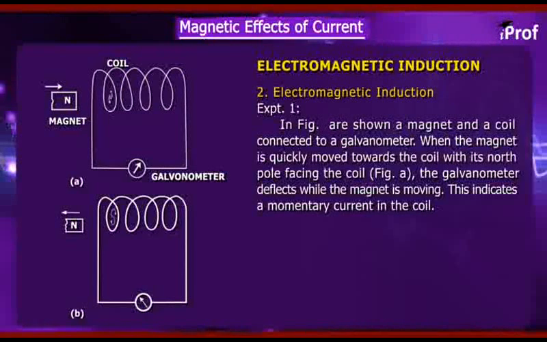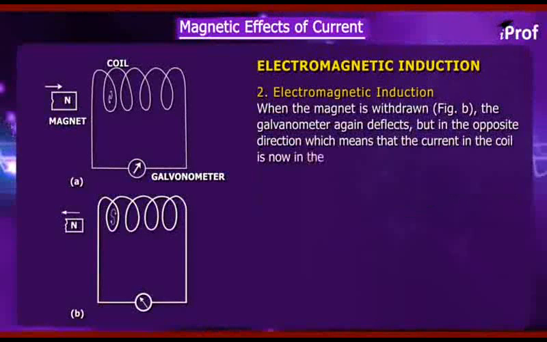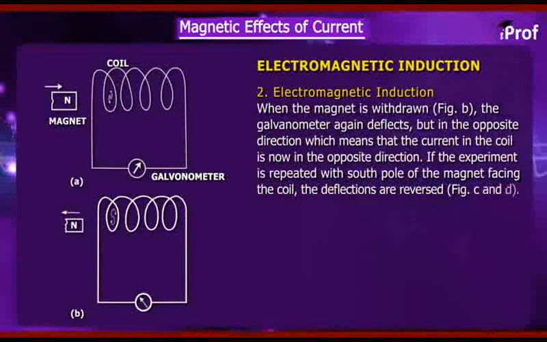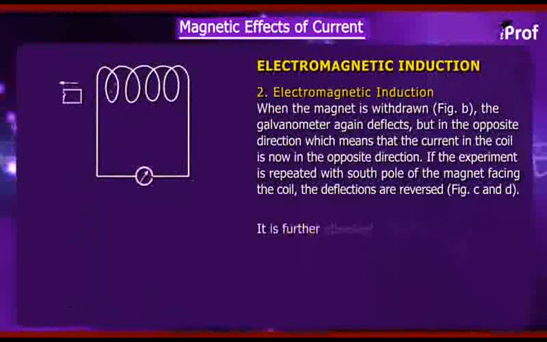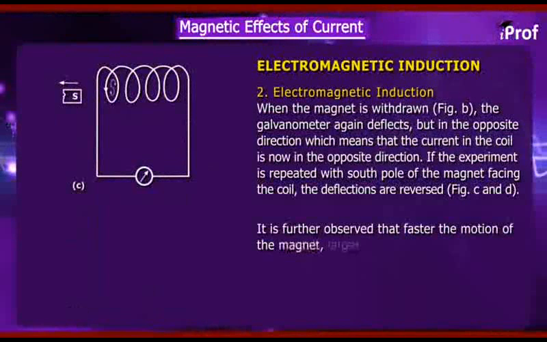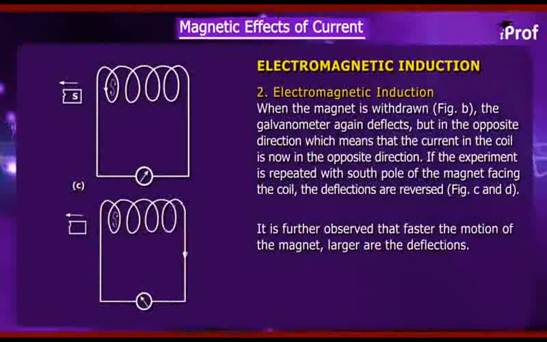This indicates a momentary current in the coil. When the magnet is withdrawn, Figure B, the galvanometer again deflects but in the opposite direction, which means that the current in the coil is now in the opposite direction. If the experiment is repeated with south pole of the magnet facing the coil, the deflections are reversed, Figure C and D. It is further observed that faster the motion of the magnet, larger are the deflections.